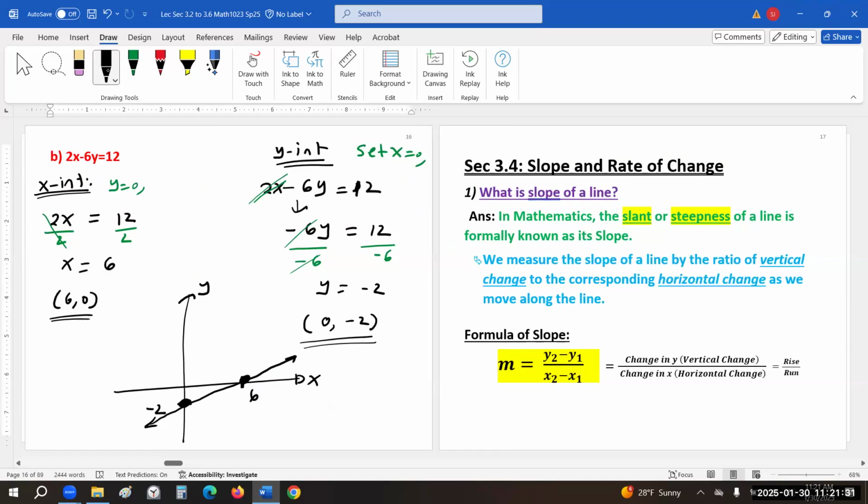And with this, you're done at 3.3. So in the homework, I noticed you have around 15 to 20 questions, but all of these are based on finding x and y intercepts. So start doing your homework.